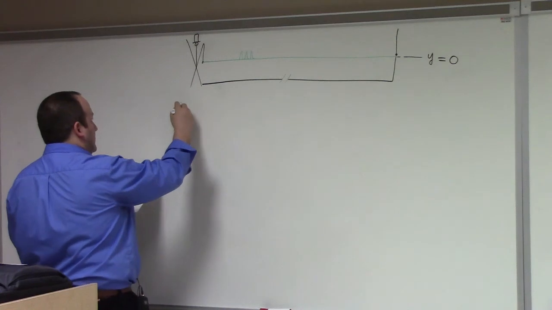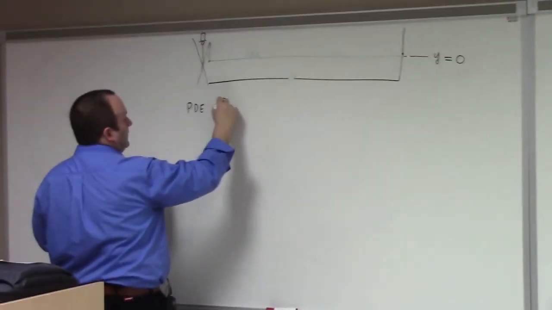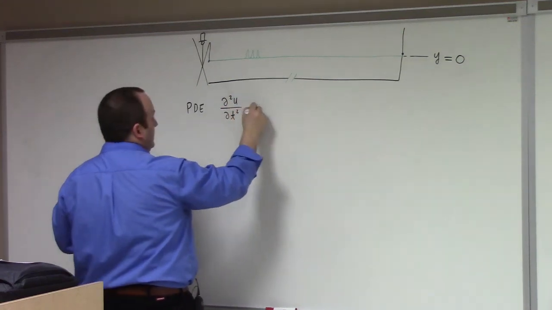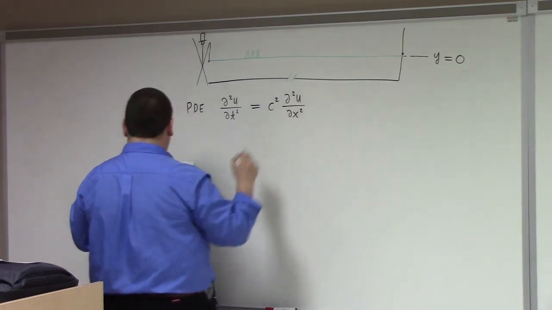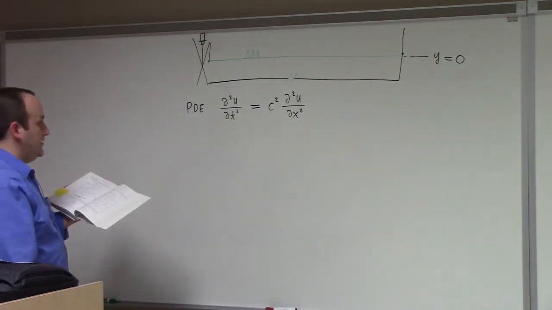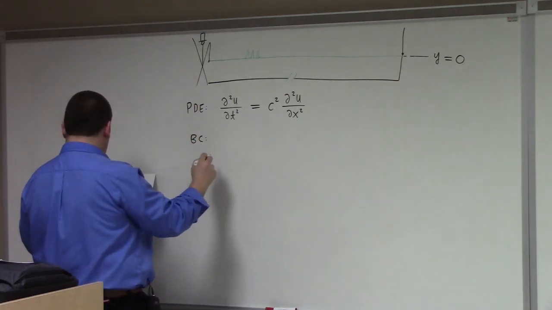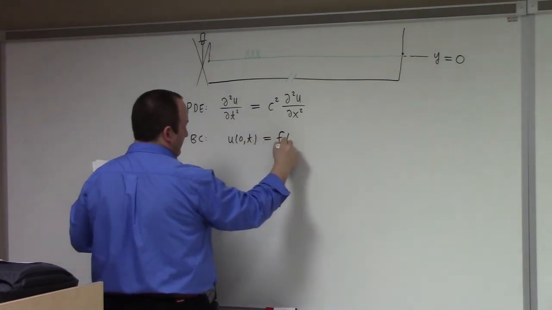So here's the PDE that I want to solve. The wave equation: partial squared u partial t squared equals c squared partial squared u partial x squared, like that. And the boundary condition that we've got is u of 0 comma t equals f of t.